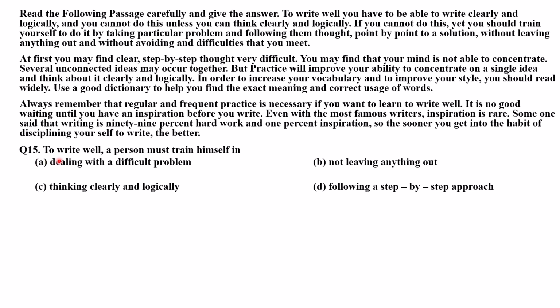Now question number 15. To write well, a person must train himself in. Now four options are given: dealing with a difficult problem, not leaving anything out, thinking clearly and logically, or following a step-by-step approach. So to write well, a person must train himself first to think clearly and logically. Okay, it is given in the first statement only. So the answer is C option.